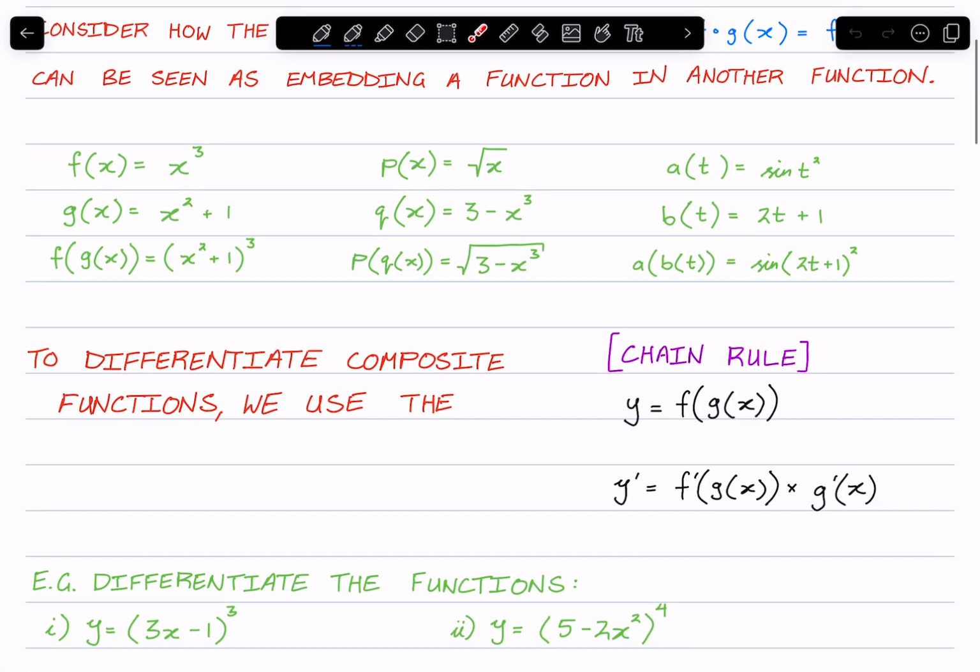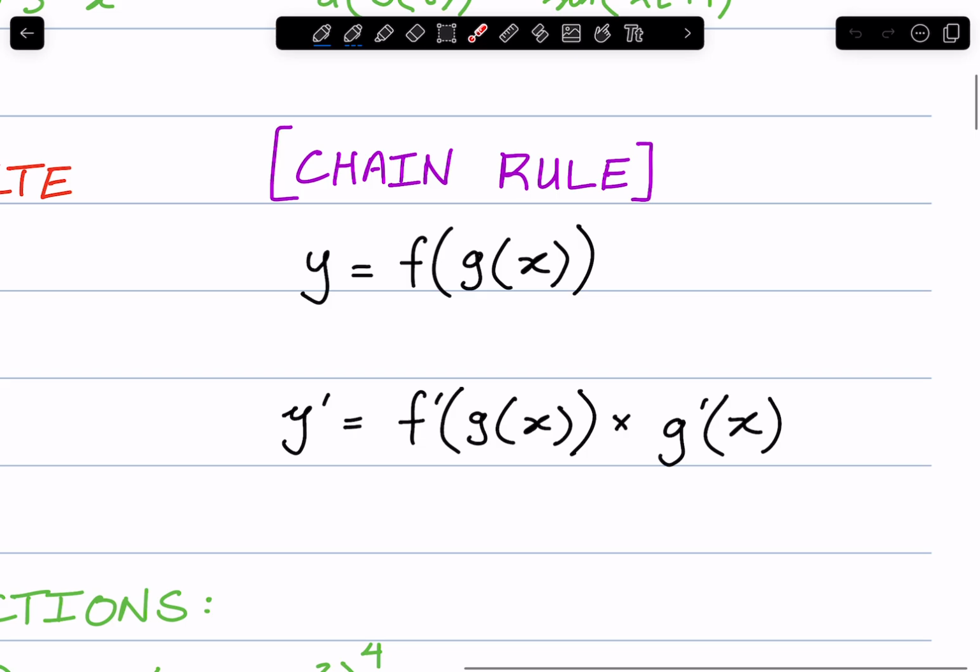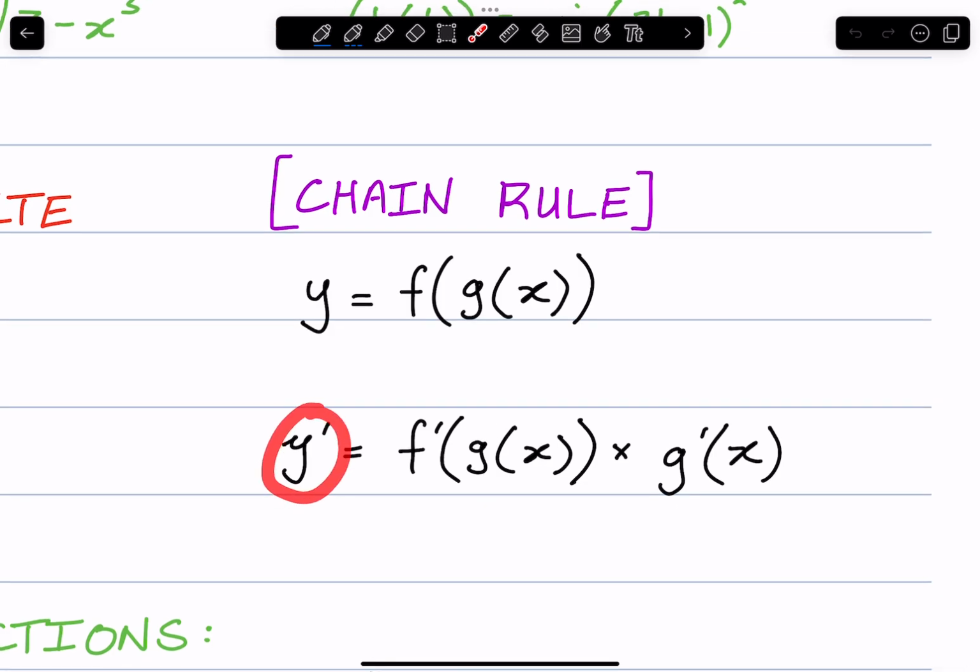In order for us to differentiate composite functions, we use what is known as the chain rule. So for this, if you have a function y equals f of g of x, the derivative of this, y prime, is equal to f prime of g of x. So we differentiate the outer function as if it was on its own. Notice how the g is still the same, but then we just multiply by the derivative of the inside function.